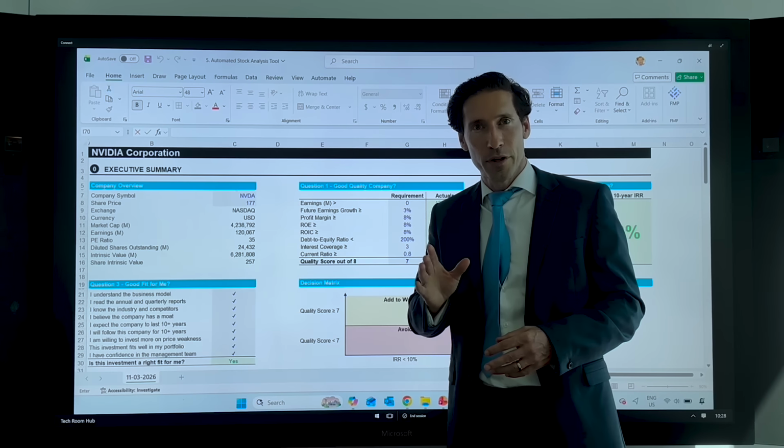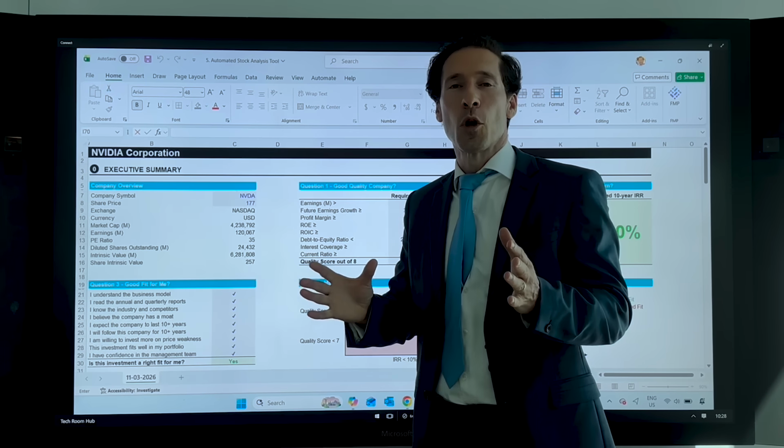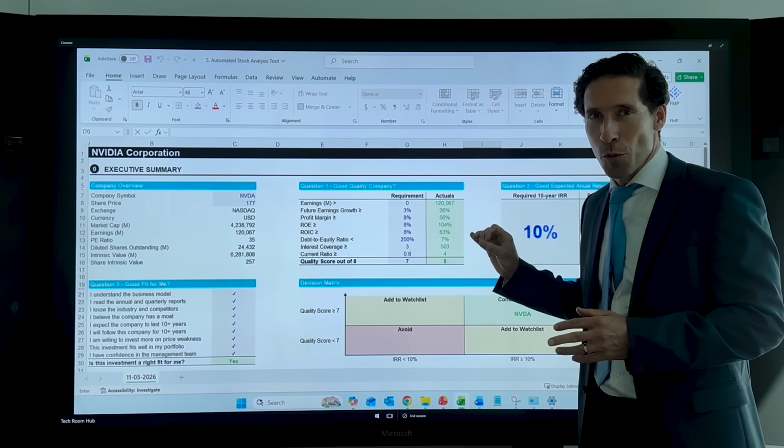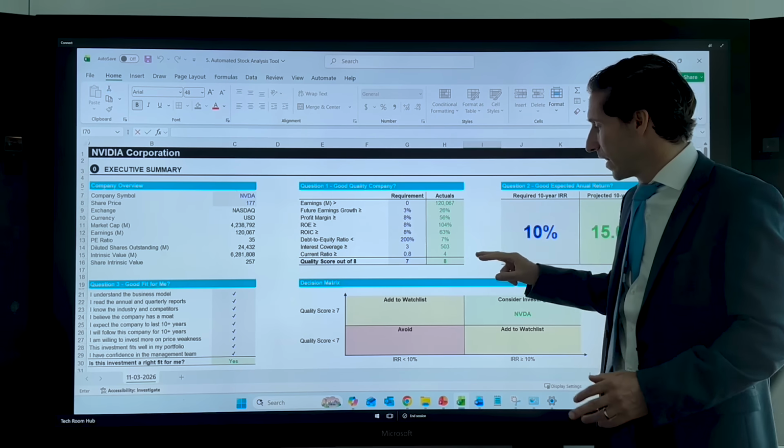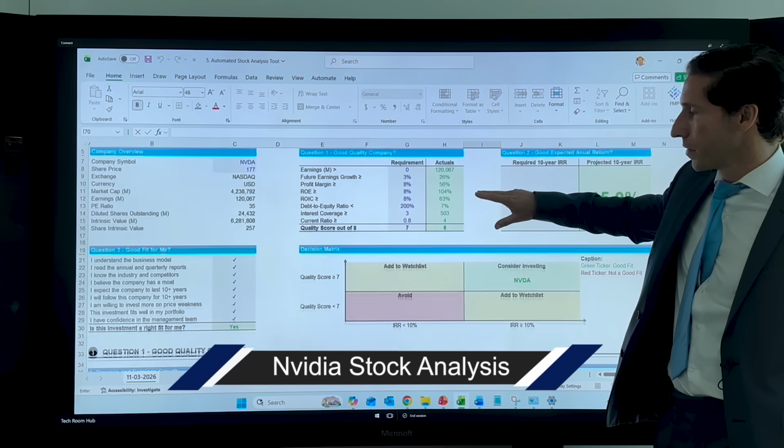Hi everyone. Every day, I like to analyze many different companies using this automated Excel tool. Let me show you how it looks.